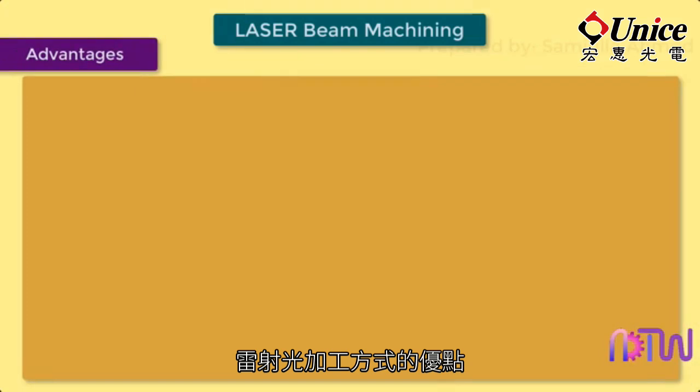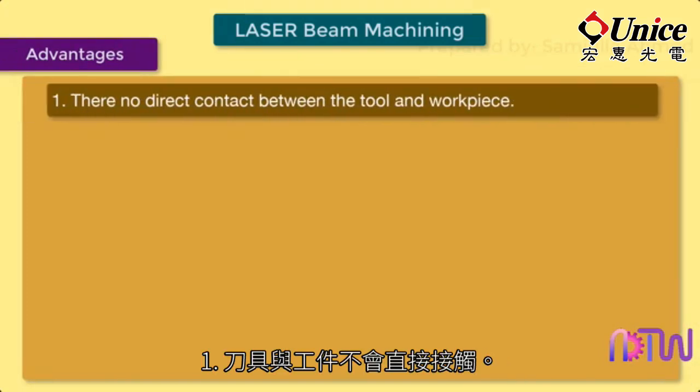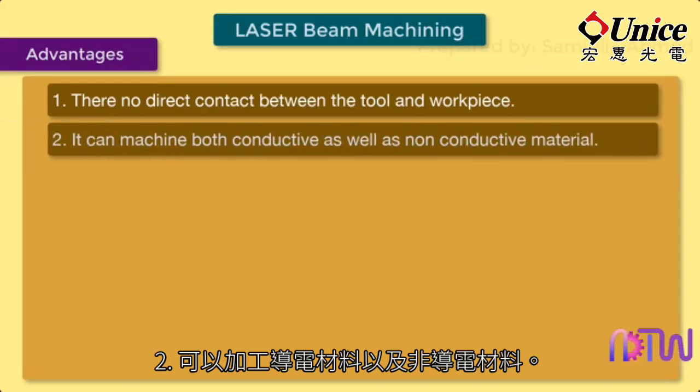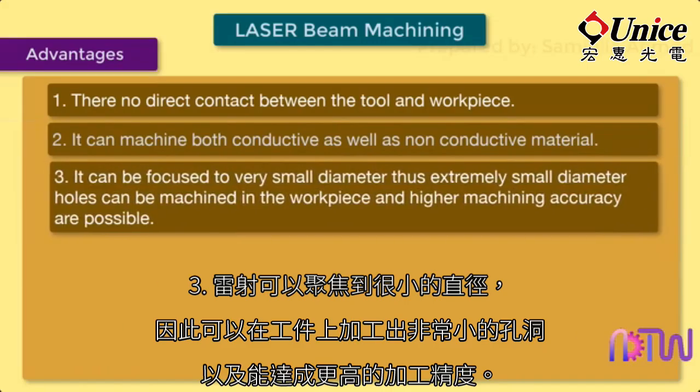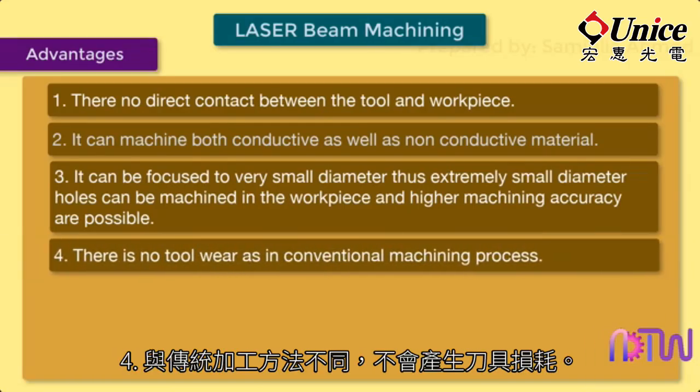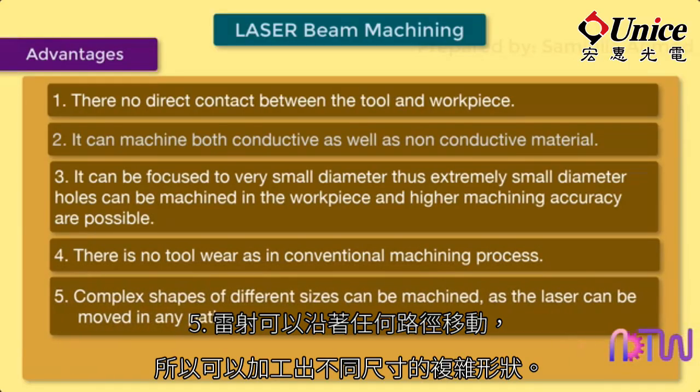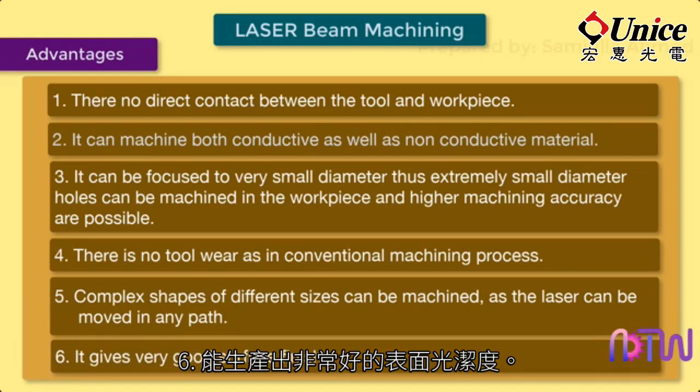Advantages of laser beam machining. 1. There is no direct contact between the tool and workpiece. 2. It can machine both conductive as well as non-conductive materials. 3. It can be focused to a very small diameter, thus extremely small diameter holes can be machined in the workpiece and higher machining accuracy is possible. 4. There is no tool wear as in conventional machining processes. 5. Complex shapes of different sizes can be machined, as the laser can be moved in any path. 6. It gives a very good surface finish.